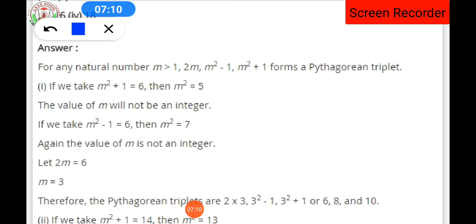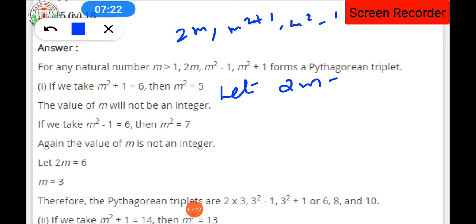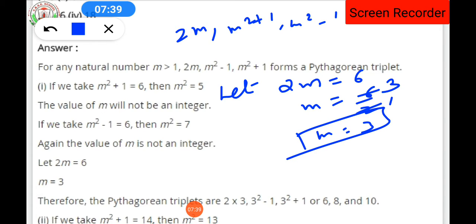So what is the first member? 2m, second member m square plus 1 and the third member is m square minus 1 we are having. So let the first member be equal to 2m. So 2m is equal to 6. So m is equal to 6 divided by 2. So here it will become how much? 3, isn't it? So the value of m we are having is 3.